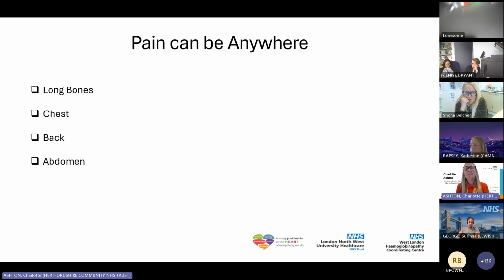So pain can be anywhere. Pain is anywhere the child says it is, but mostly the child will complain of pain in the long bones, the chest, the back, or the abdomen. Pain is often described as a sharp knife being inserted in a particular area of the body time and time again. It is described as the worst pain imaginable.